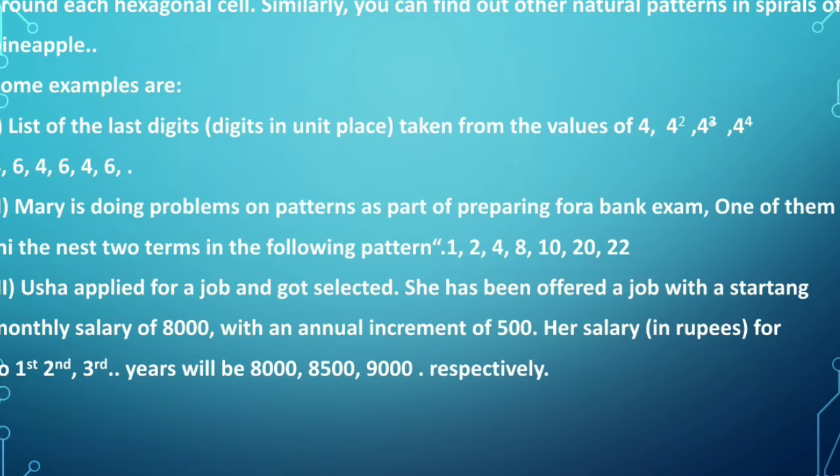Next, third one. Usha applied for a job and got selected. She has been offered a job with a starting monthly salary of 8,000 with an annual increment of 500. Her salary in rupees for the first, second, third years will be 8,000, 8,500, 9,000 respectively.